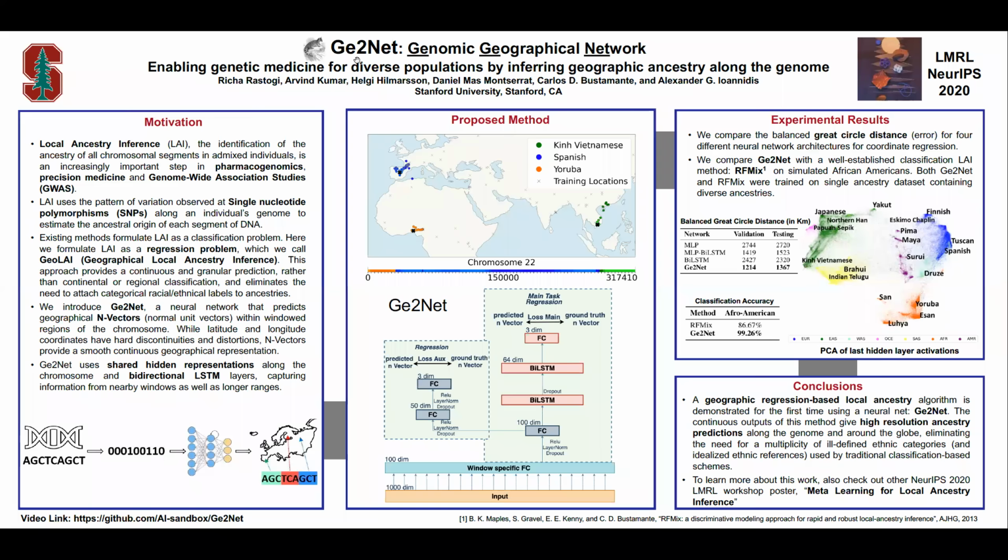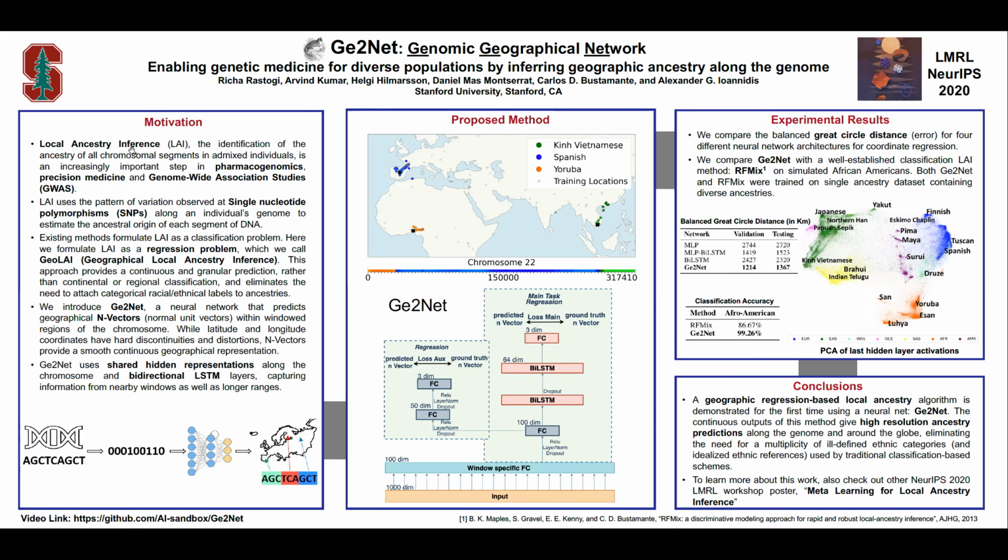Hi, welcome to our poster Ge2Net, which stands for Genomic Geographical Network, to enable genetic medicine for diverse populations by inferring geographic ancestry along the genome. So let's break that down. First, I'll talk about the motivation for this work.